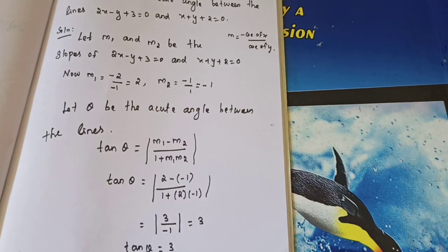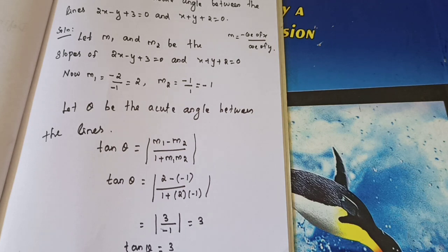So let m1 and m2 be the two slopes we have considered. Then you find the m1 value and the m2 value. Then tan theta is equal to modulus of (m1 minus m2) divided by (1 plus m1 into m2). Substitute in the formula and you will get the answer. So tan inverse of 3. Understand?